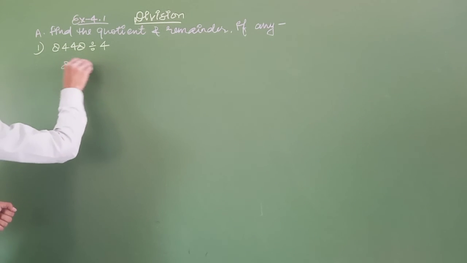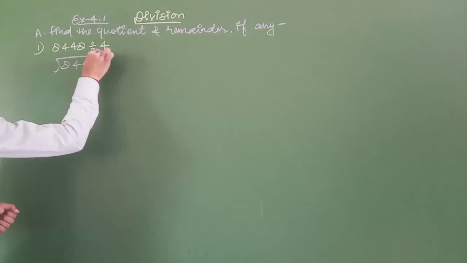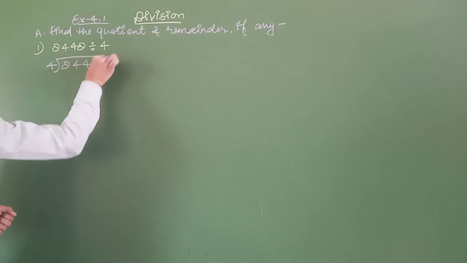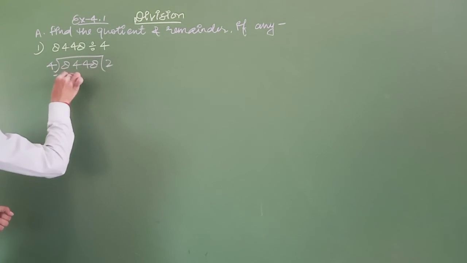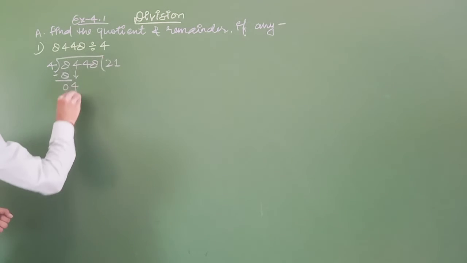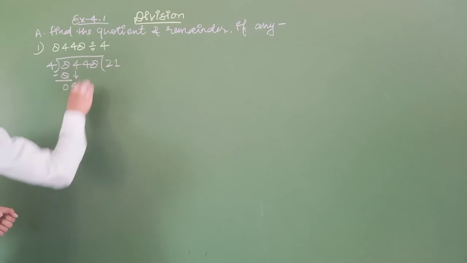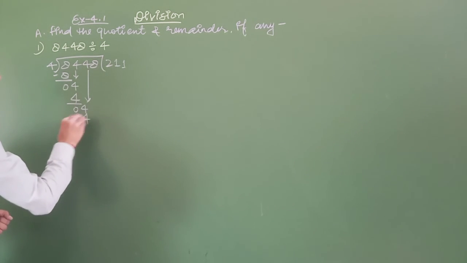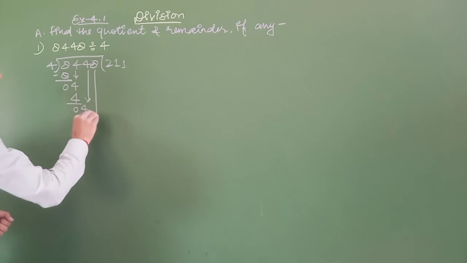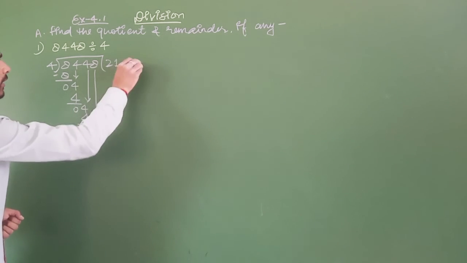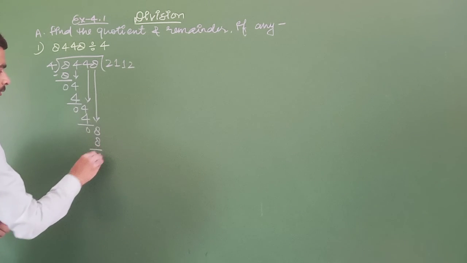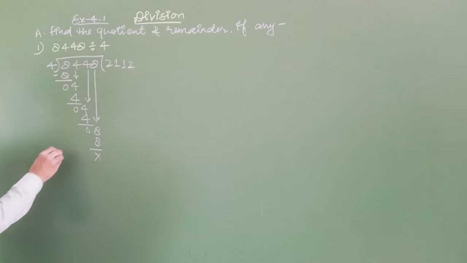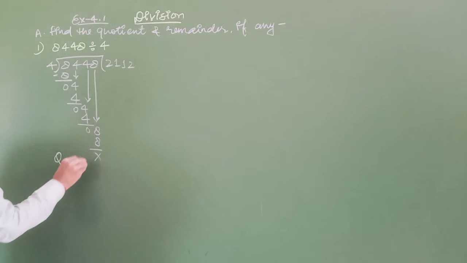8448. 8 can be divided by 4. So 4 twos are 8. Find the difference, 0. Bring down 4. 4 ones are 4, 0. Bring down 4. 4 ones are 4 and 0. Bring down 8. 4 twos are 8. The quotient is 2112 and the remainder is 0.